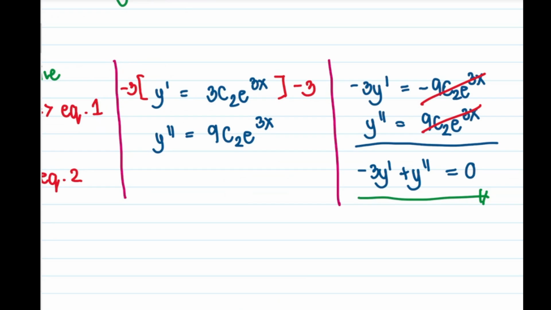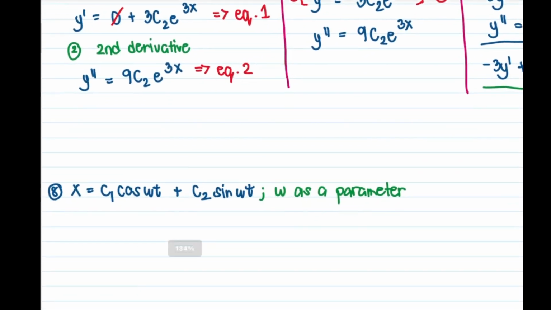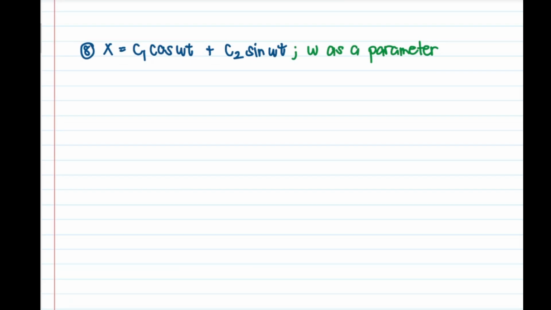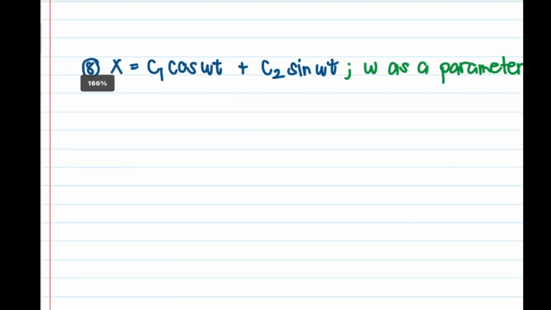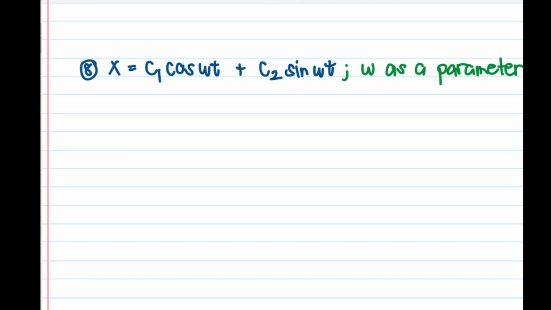Okay? And then let's have another example. So this example, we will use a parameter. So we'll use a parameter. So let's have the first derivative of this equation. Then we have constants C1 and C2 as well. Okay? So we have constants C1 and C2 as well.